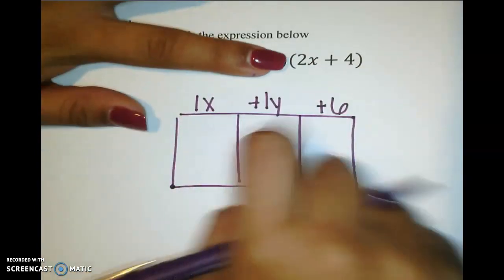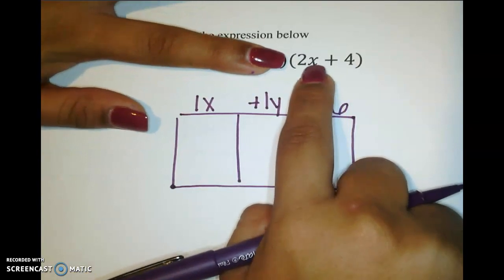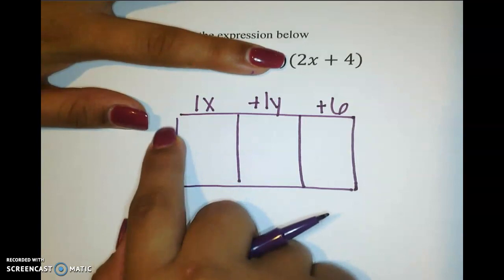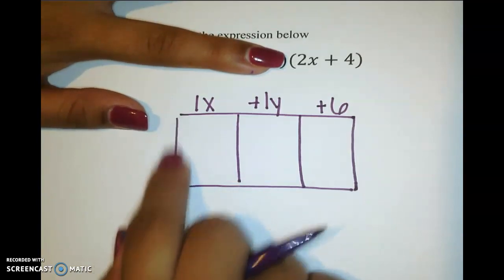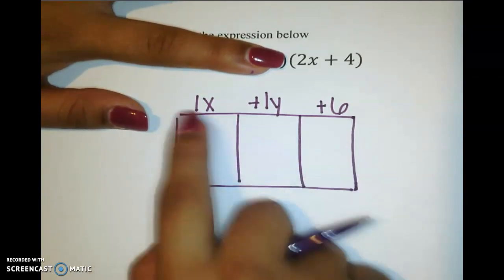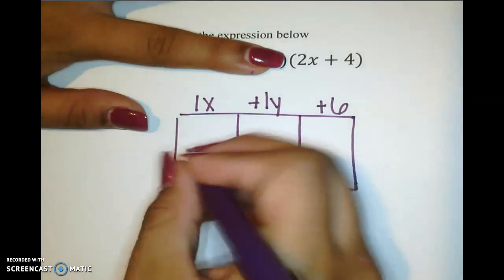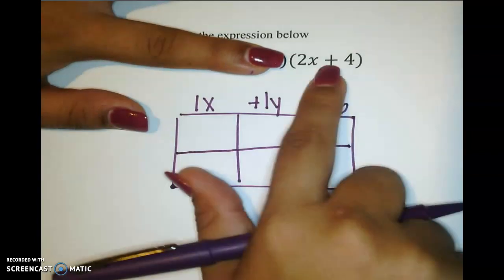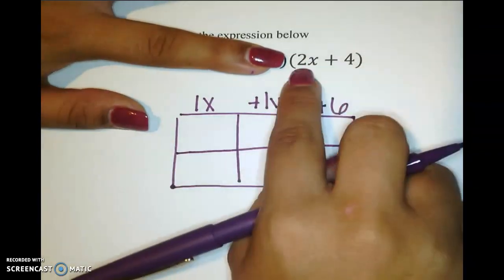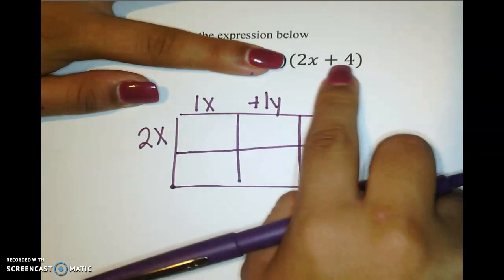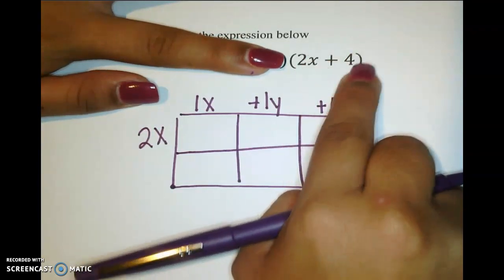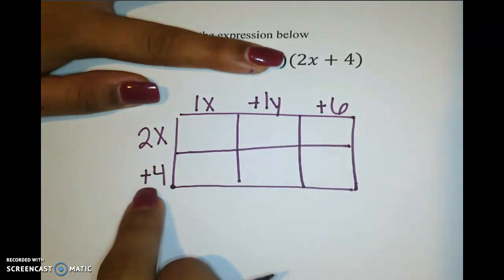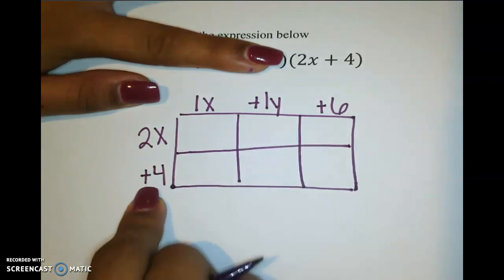I'm now going to focus on my second set of parentheses. How many terms do I have? I have 2 terms. I'm going to be writing those terms on this side, but first I need to split this into 2 spaces. So I'm going to cut it in half, and now I'm ready to write those terms on the side. First comes 2x, and then comes positive 4. Make sure you are taking the operator. It is going to make the difference.